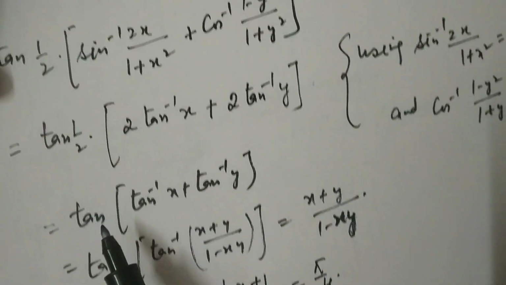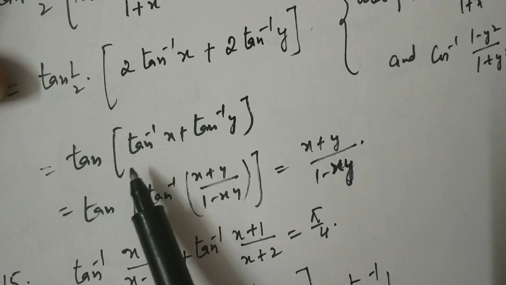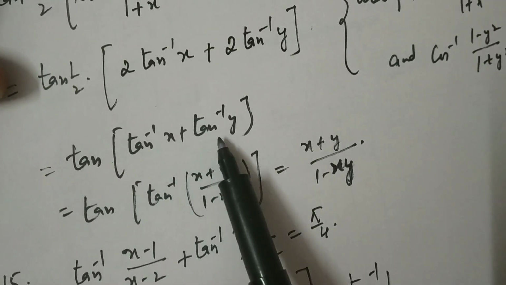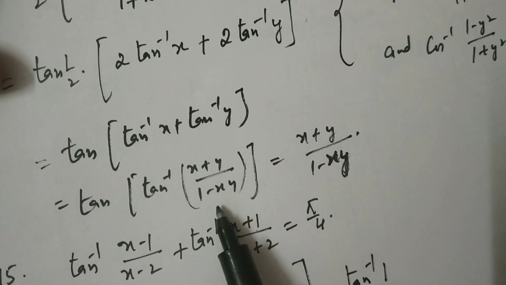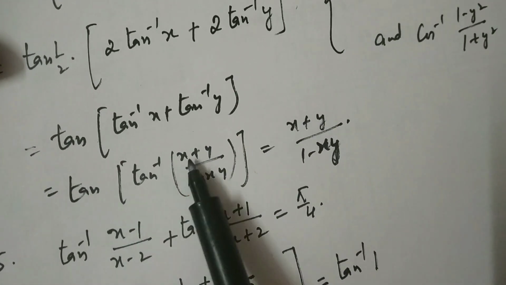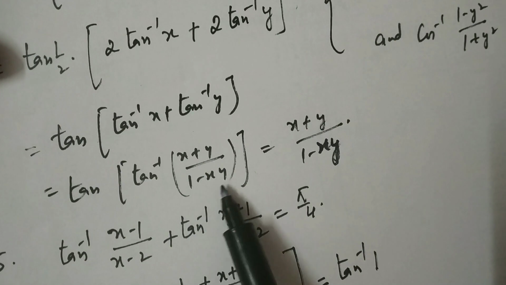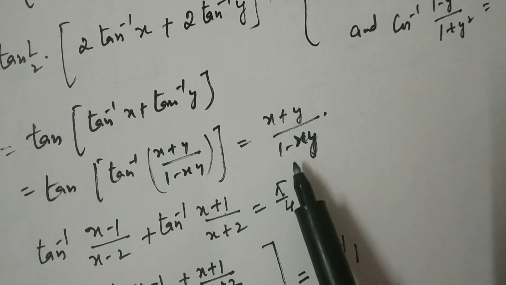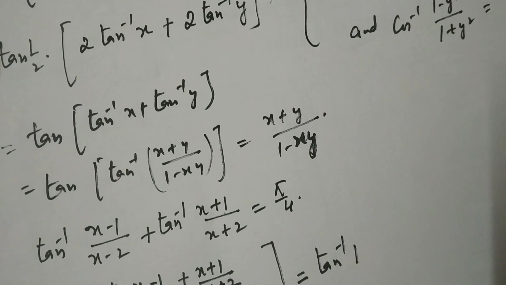This 2 is taken out and cancelled, and here I am left with tan inverse x plus tan inverse y. Again applying the formula, I get tan of tan inverse of x plus y upon 1 minus xy, which on simplification gives me x plus y upon 1 minus xy.